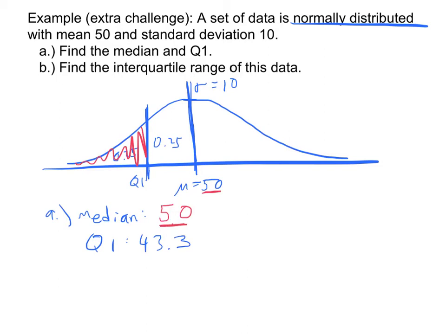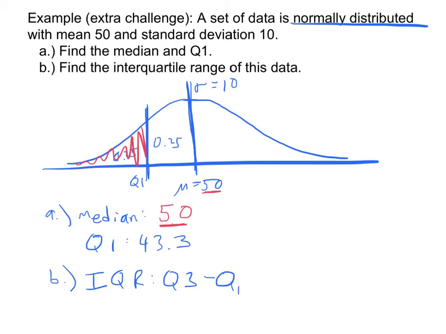Now part B says find the interquartile range of this data. The thing that I have to test you on is, do you remember how to find interquartile range? Hopefully you remember that interquartile range is found by taking Q3 and subtracting Q1. So that basically means we're going to need to figure out what Q3 is. Before you do that on your calculator, store that value you just got. Store your Q1 value, because we're going to need it later.